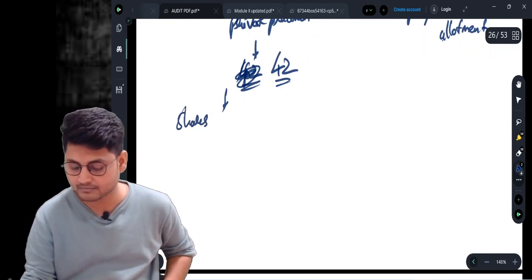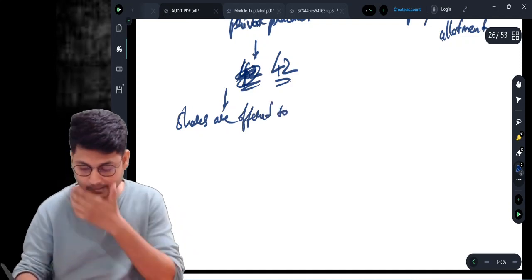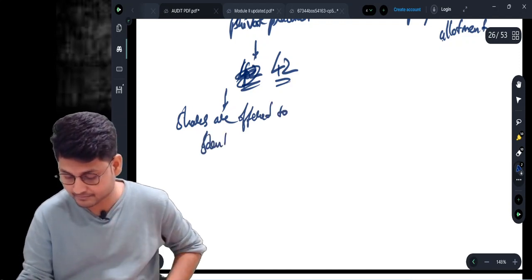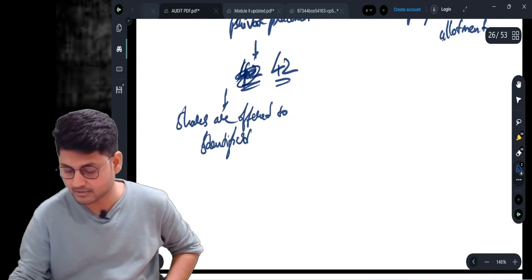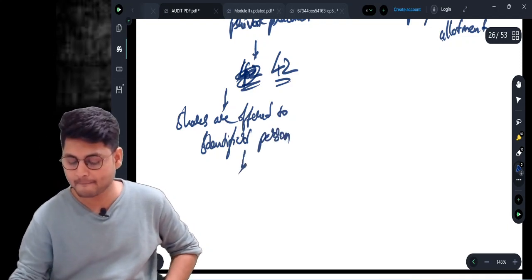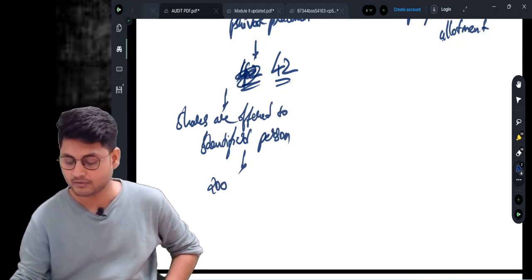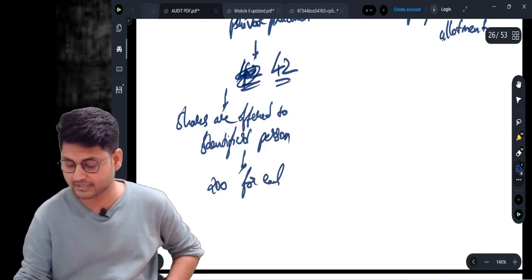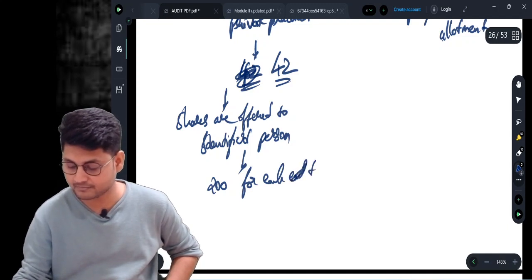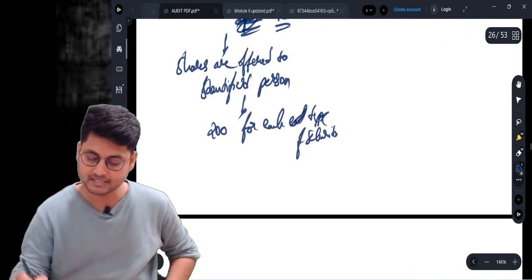Shares are offered to identified persons. How many persons may be there? Only 200. Only 200 for each type of security, that is equity share, preference share, and debenture.